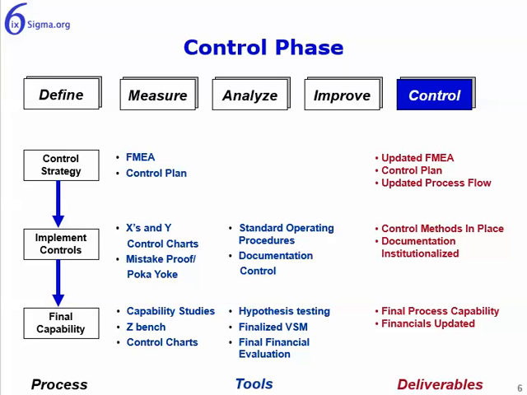In the case of the control plan, we know what the key input variables are. We know the specification behind those variables. We know how frequent those are to be measured, where they're going to be recorded, and what to do when the specifications are not met. So that's the control plan.